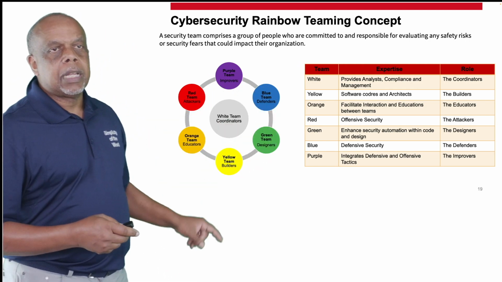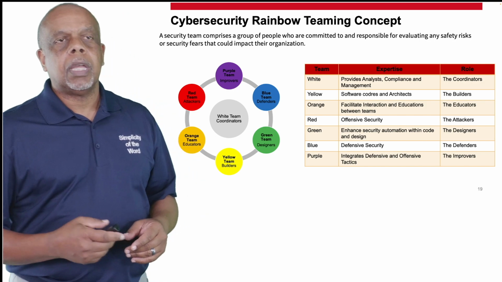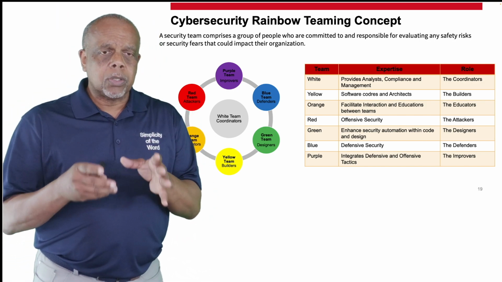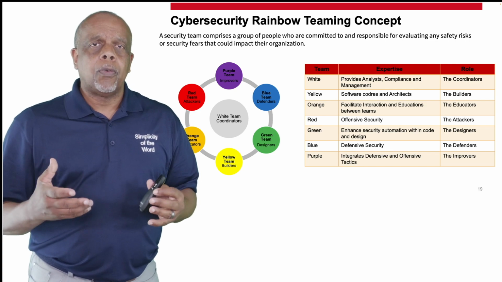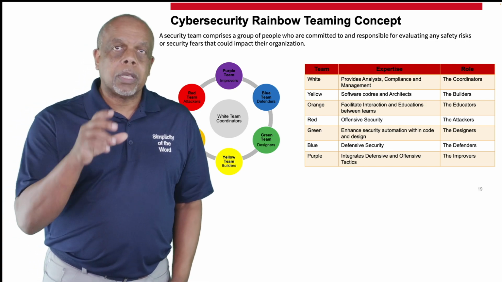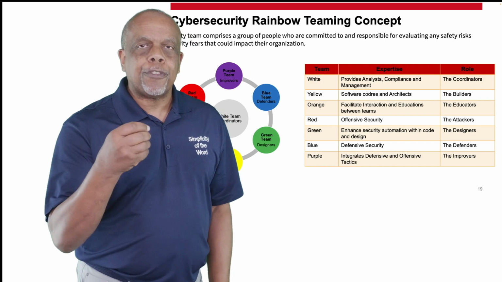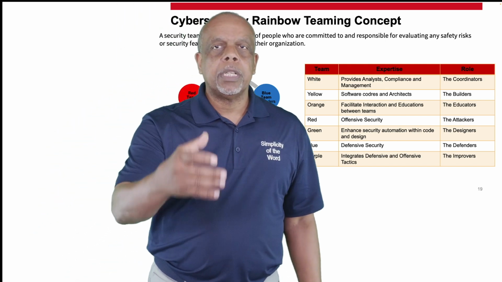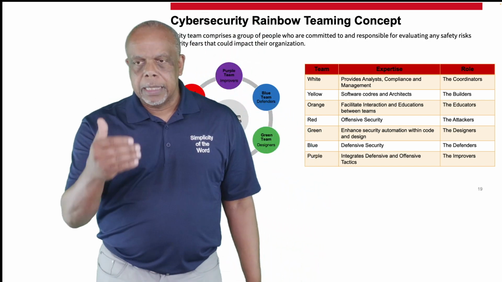Now the yellow team. This is really your software coders and architects, the individuals who are actually doing your software coding. You may say, why are they a team? Because they are at the front end of security. And for years we've been trying to get security to the front, at the beginning.